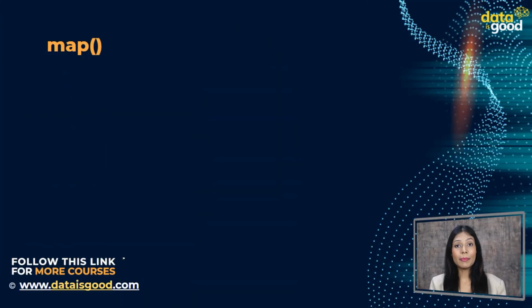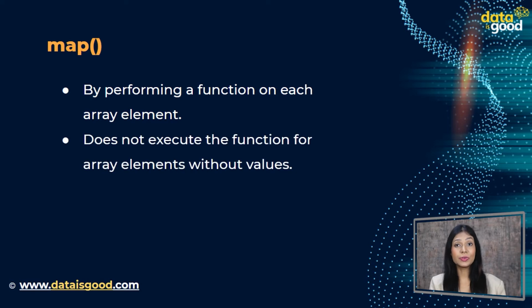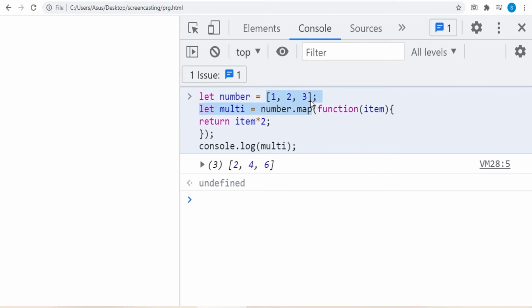Map: the map method creates a new array by performing a function on each array element. This method does not execute the function for array elements without values. The map method does not change the original array. Let number equal to 1, 2, 3. Let multi equal to number.map function item, return item * 2. Console.log multi. Output 2, 4, 6.